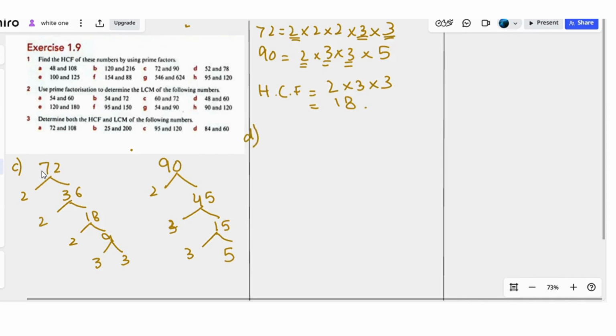Part D, 52 and 78. We'll do it in the same way. Almost all of the questions are same. The method is same. You can stop the video and try it yourself. It's pretty easy.